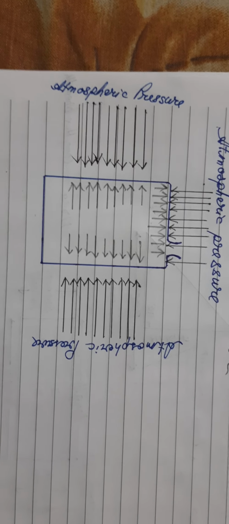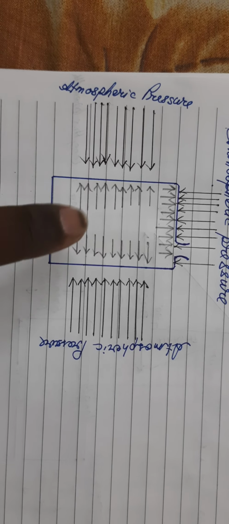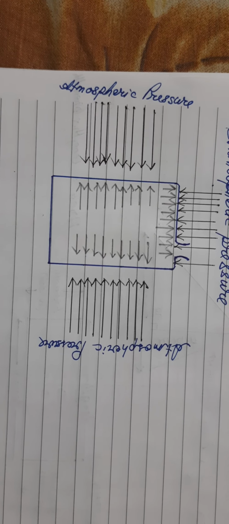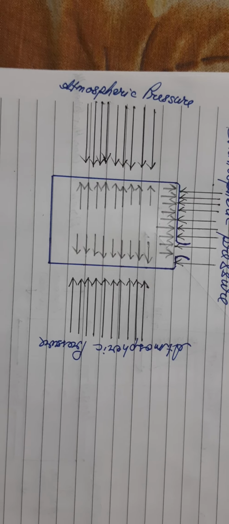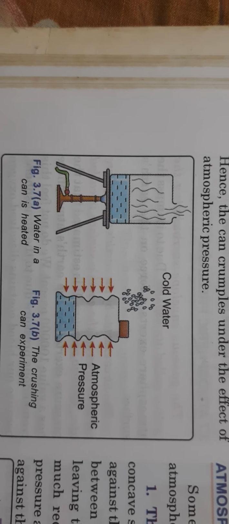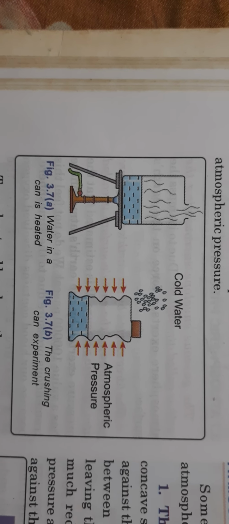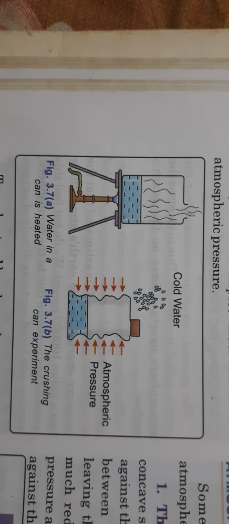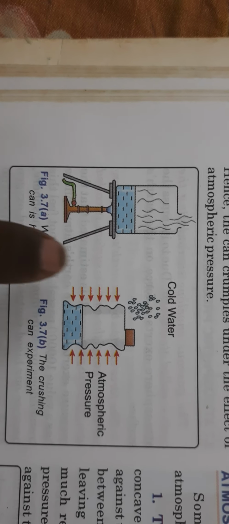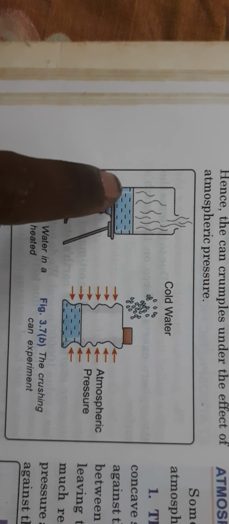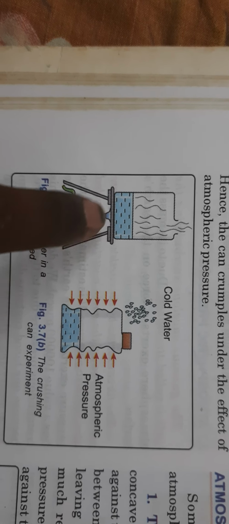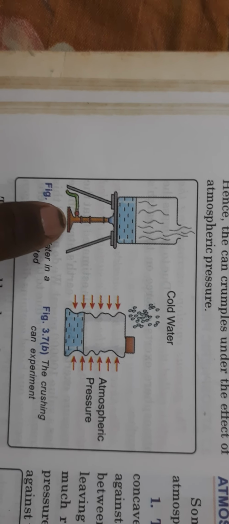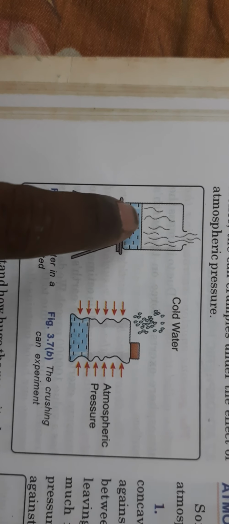But if somehow air from inside the tin can is pushed out, then what will happen to the tin can? Will it stay in the same shape? Let us see. Now you have this picture in your book, page number 36. The same tin can is being discussed over here. Here in the tin can, there is some water put inside, and this water is made to boil.